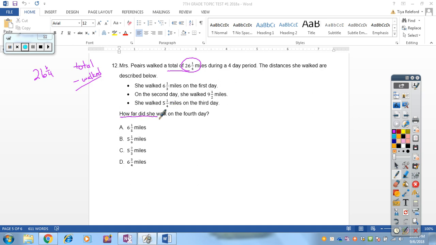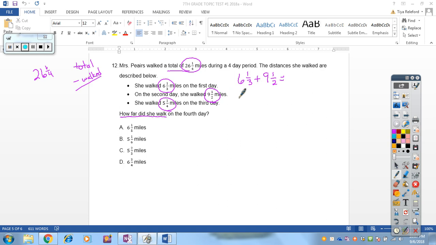We need to know how far she walked after she walked all these miles. So how far did she walk altogether? We have 6 1/3, 9 1/2, and 5 1/4. Pick 2 to add together first. Do not work with 3 numbers. It's just silly. And if you were good enough to work with 3 numbers, you wouldn't have this one wrong. So work with 2 numbers at a time. So 6 1/3 plus 9 1/2.